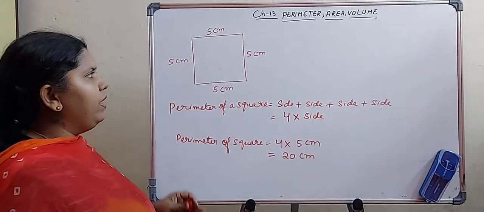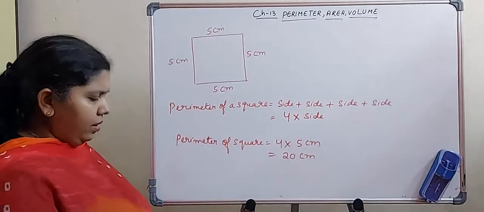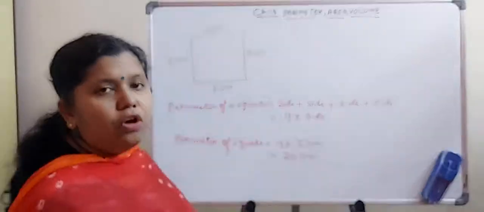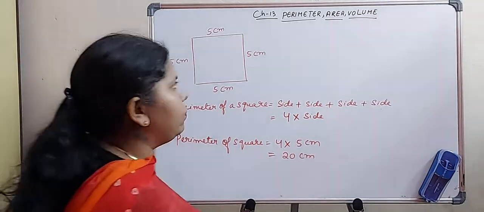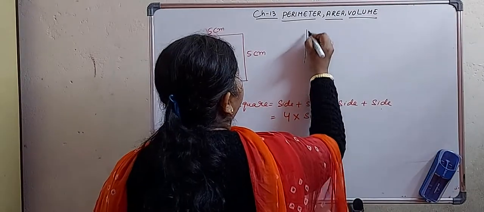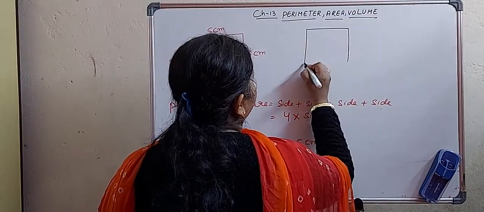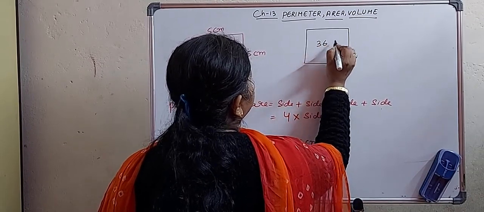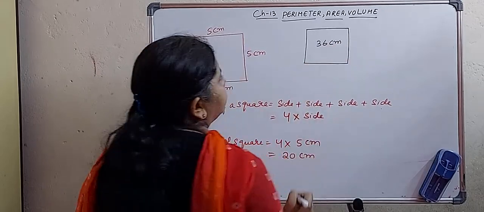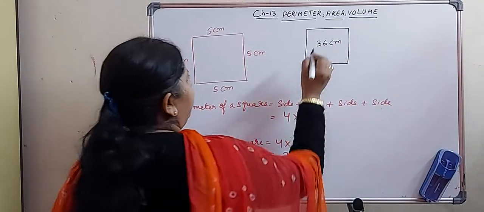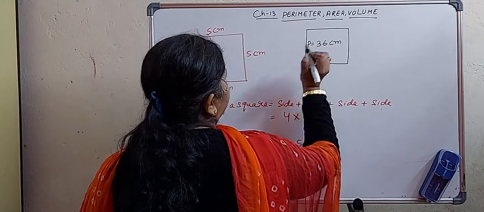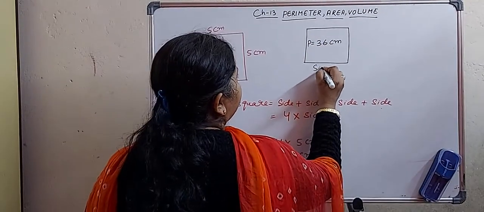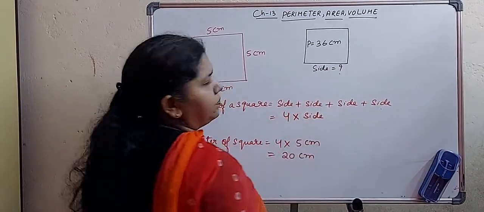Now suppose we know the perimeter of the square and we have to find out what is the length of its side. That is also very simple. Suppose I have a square whose perimeter is 36 centimeter. Its perimeter is equal to 36 centimeter. I don't know what is the length of its side.